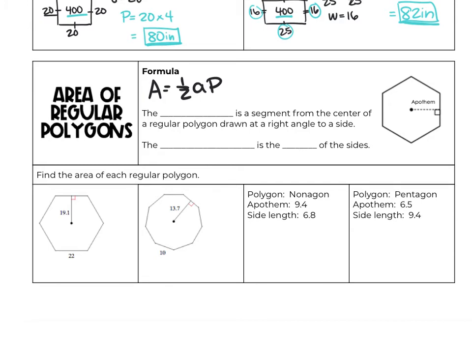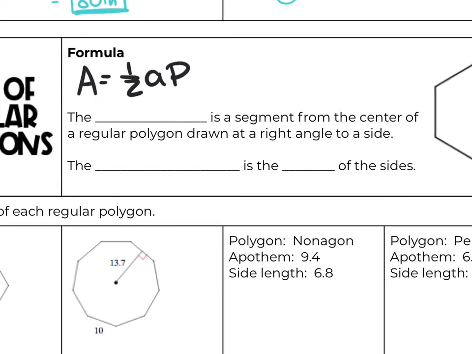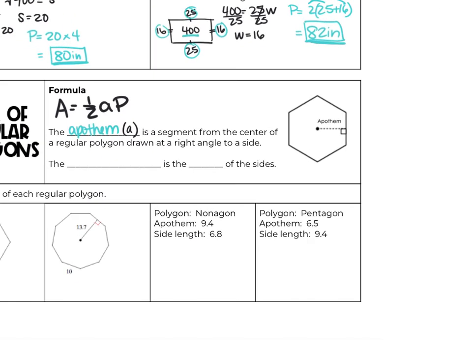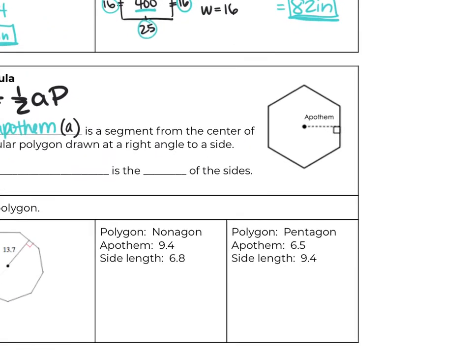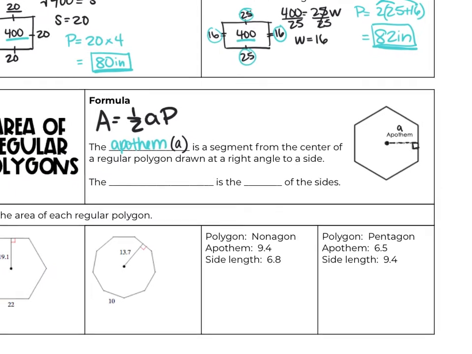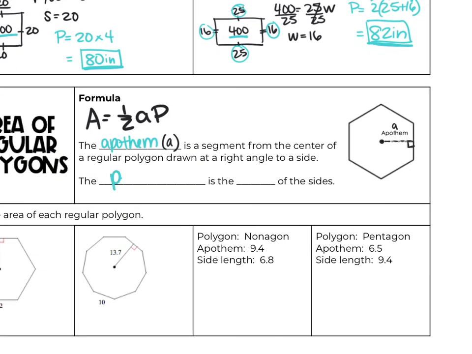All right, so if you're looking at this, the apothem is the a, and that's a segment that's drawn from the center of a regular polygon to a right angle on the side. So it is this segment here. So that'll be our a. Okay, the perimeter is the sum of the sides, and there's our P.